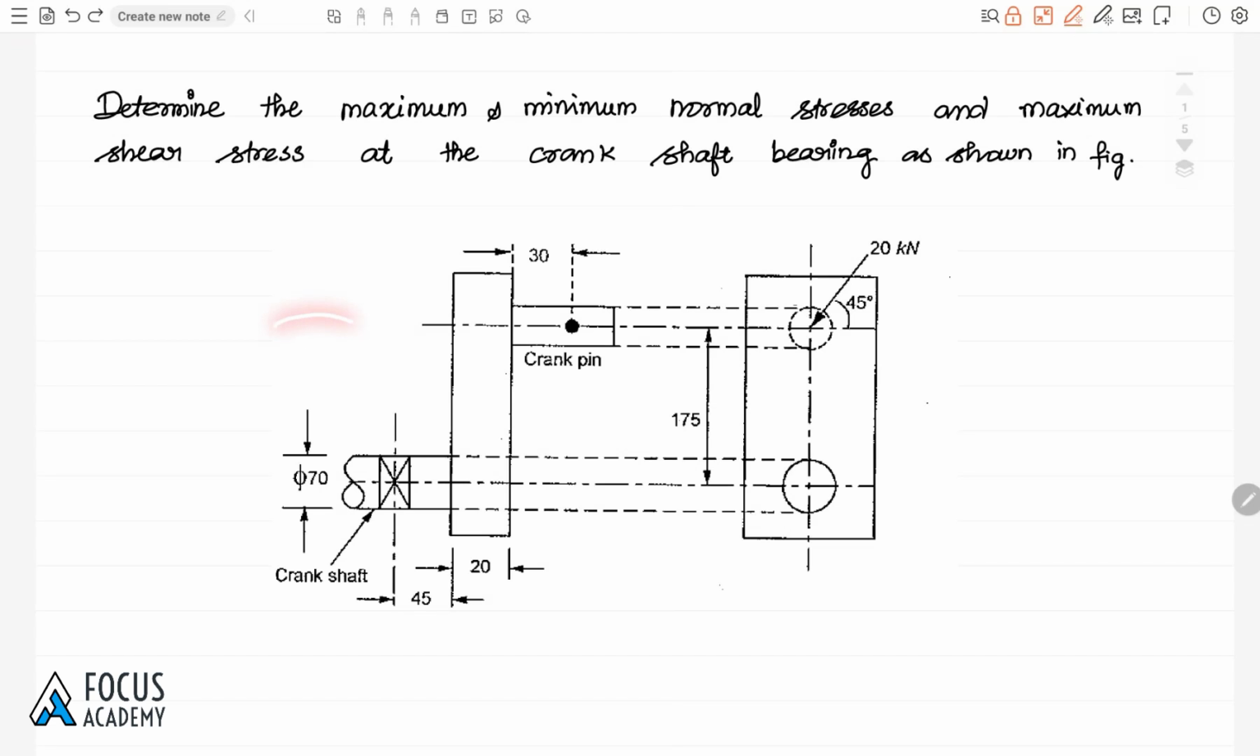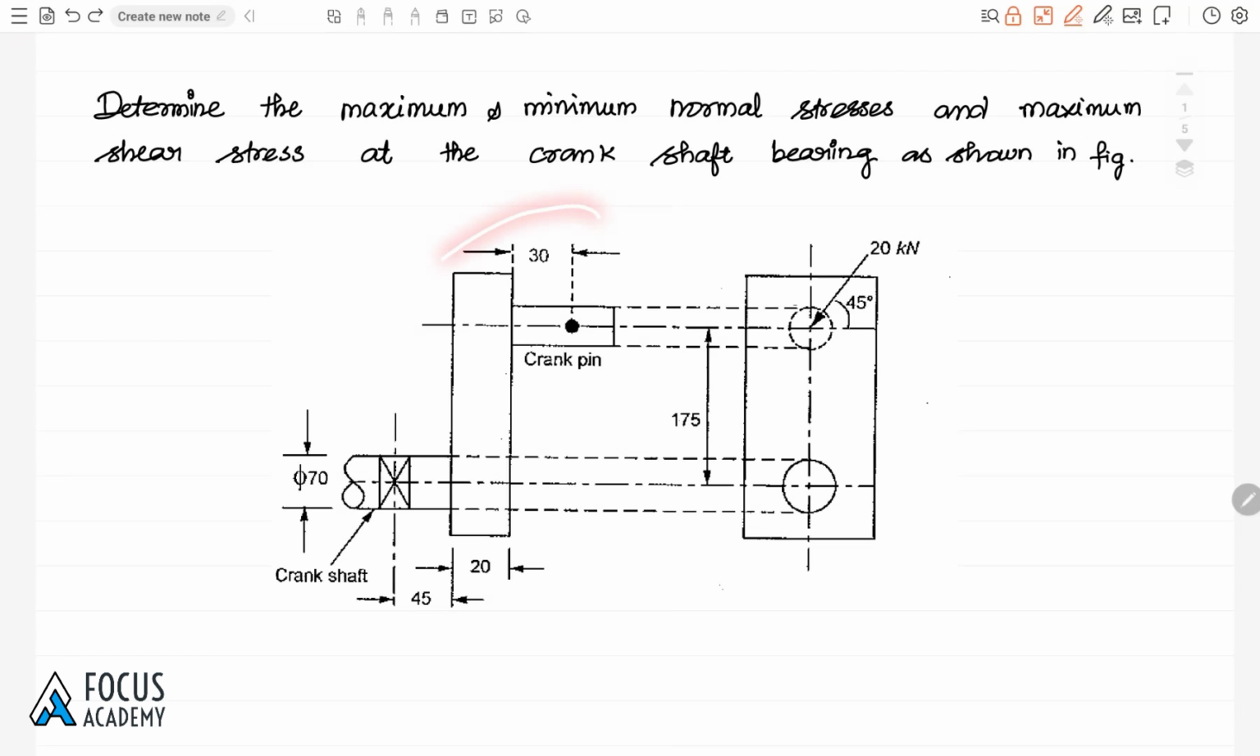So here the crankshaft bearing is given in the problem itself, the diagram is given. So we need to find the maximum and minimum normal stresses, then maximum shear stress. These formulas will be in the PSG design data book, page number 7.2. Maximum major and minor normal stress and maximum shear stress formula will be there in page number 7.2. By calculating the stresses and substituting in the particular formula, we can get the normal stress and maximum shear stress value. Okay, let me see the diagram now.